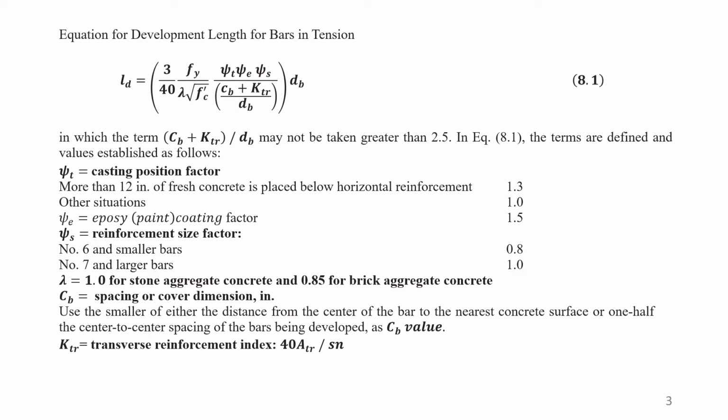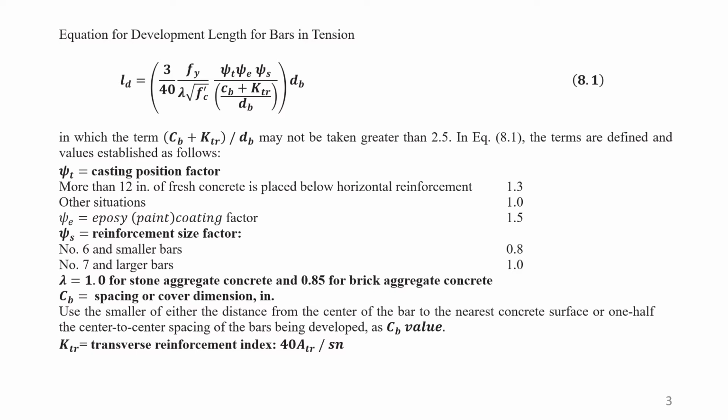CB is the spacing or cover dimension. Spacing means rod to rod spacing divided by 2 is the CB value. We will speak about this in more detail in the numerical problem. These will be more clear, and we have to know this. CB is the spacing or clear cover dimension, side cover dimension, top cover dimension, etc.